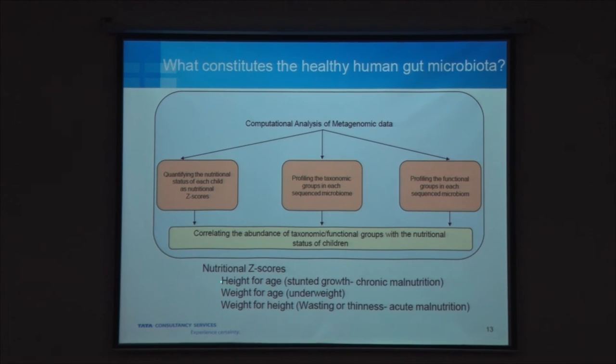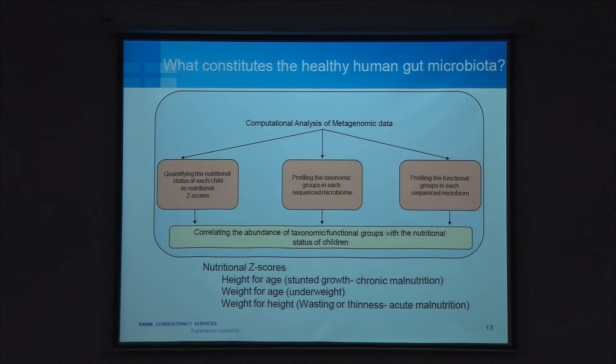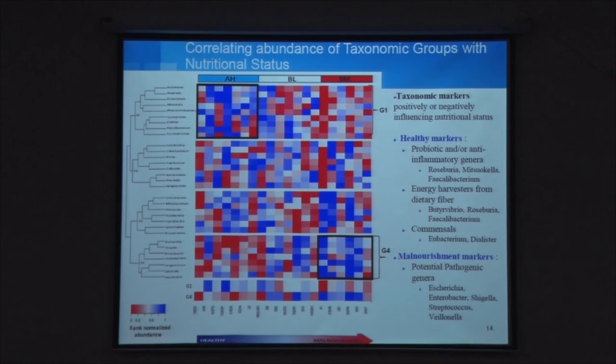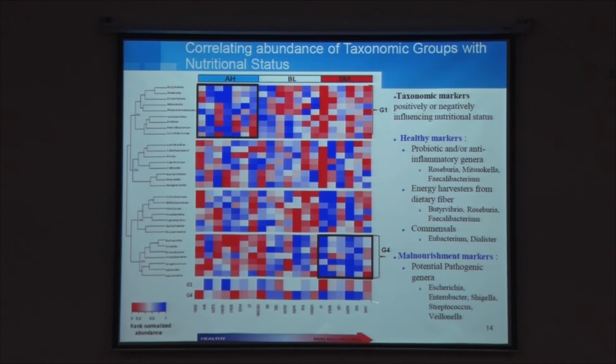We checked nutritional status with respect to three characteristics: height for age, weight for age, and weight for height. These three are recommended by WHO, and based on them we characterized each individual as malnourished, borderline or healthy. And we looked into the correlation between the taxonomic groups and the functional groups present in each of these children. So this is the healthiest child, and this one is the severely malnourished child. This is the spectrum: the absolutely healthy section, the borderline, and the severely malnourished.